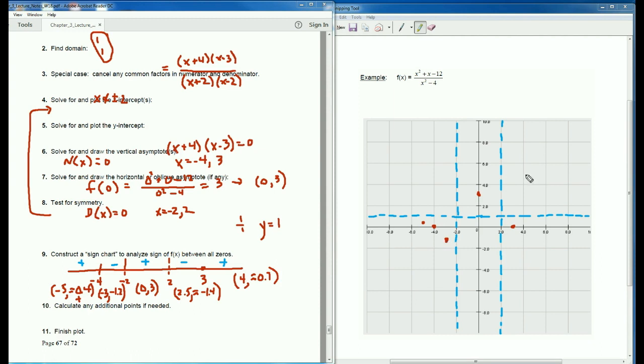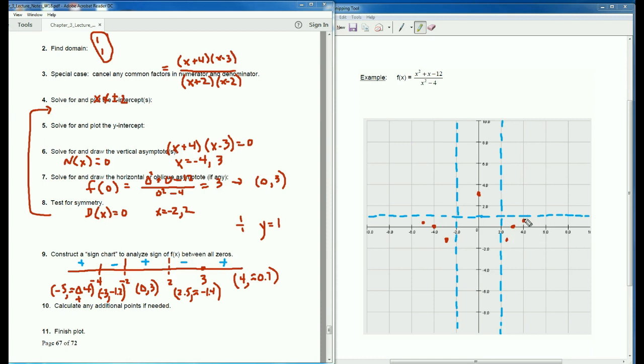Okay. We had 0, 3, we already had that one on the graph. We had 2.5, which is here, -1.4, so that's going to be about here. And then we had 4, 0.7, which is about here-ish. Okay. Now, the question is, well, do we need any more points?